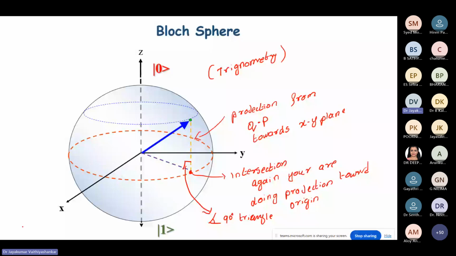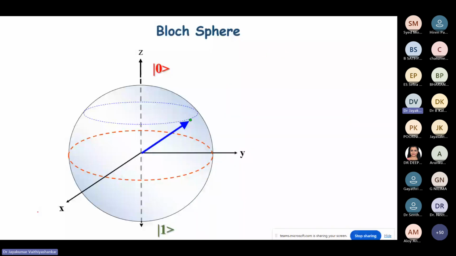Let me recall. We have a quantum particle. From that quantum particle, we slice the sphere with the x' y' plane. From that point, we do a projection towards the xy plane. It will make an intersection, and from that intersection you do a projection towards your origin. This will form a right angle triangle. Once we have the right angle triangle, we are able to apply trigonometry.